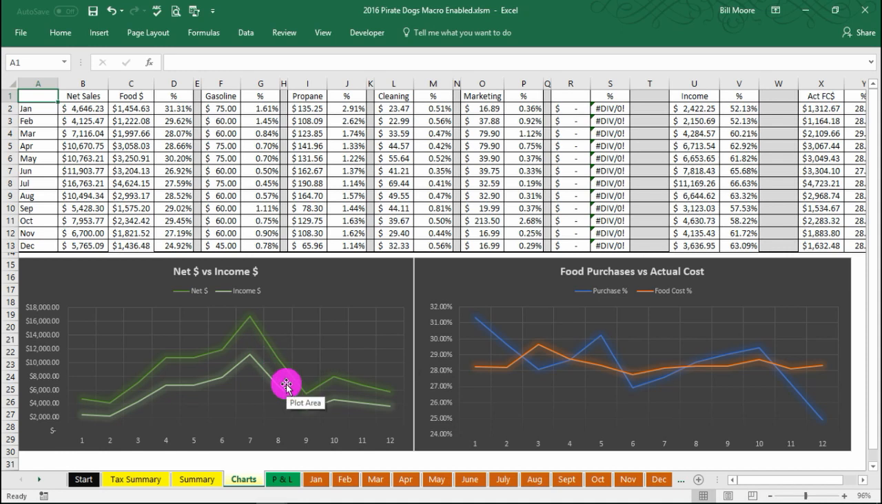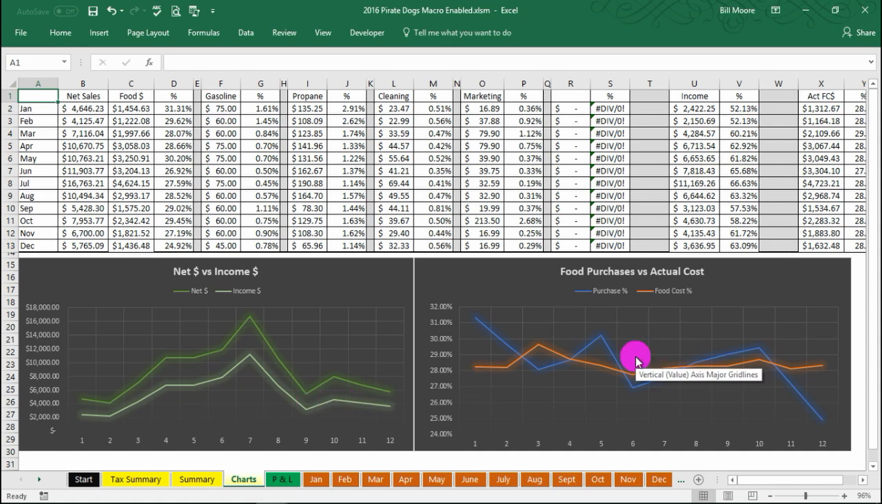Now here on the flip side, as I'm coming out of my season, you can see the gap decreases, where I'm getting closer in income to what I have in net sales. And that's what you want. You want it to be as close as possible.